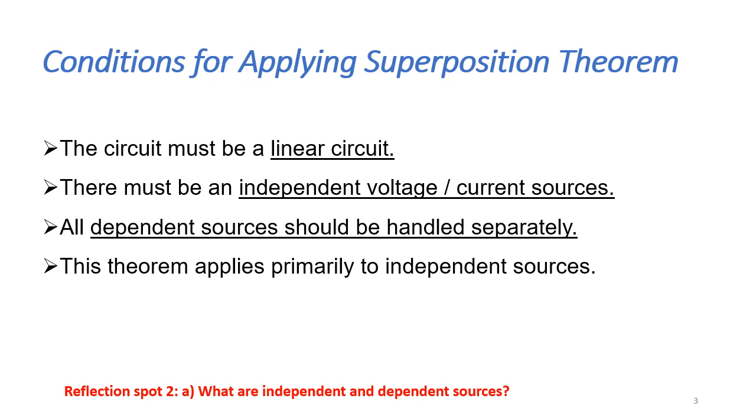The circuit must be a linear circuit. There must be independent voltage and current sources. If the circuit consists of dependent sources, then they have to be handled separately. This theorem mainly applies to independent sources. Reflection spot number 2. What are independent and dependent sources?